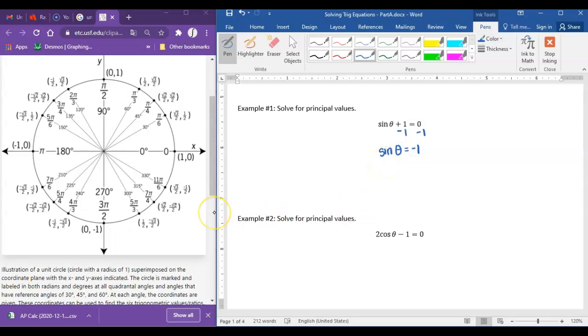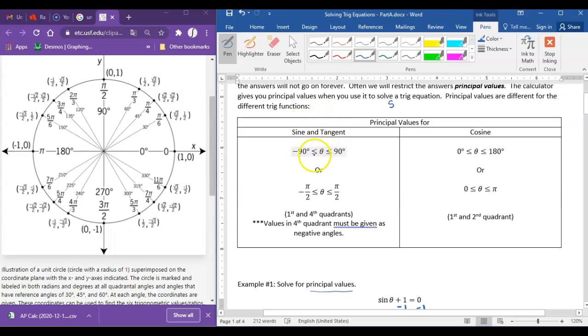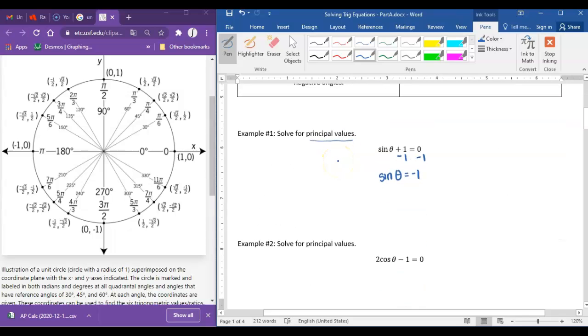So you're going to look on the unit circle. Because this says principal values, all that means right there is that for sine, those principal values are from negative 90 to 90, or I want you to do these in radians here. So negative pi over 2 less than or equal to theta less than or equal to pi over 2. So we're only looking at this section of the unit circle. And we are looking for where sine equals negative 1. And sine is our y-coordinate, so that happens right here on the unit circle.